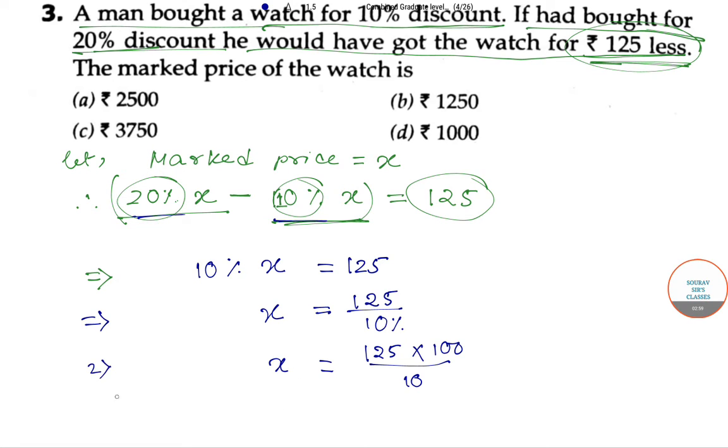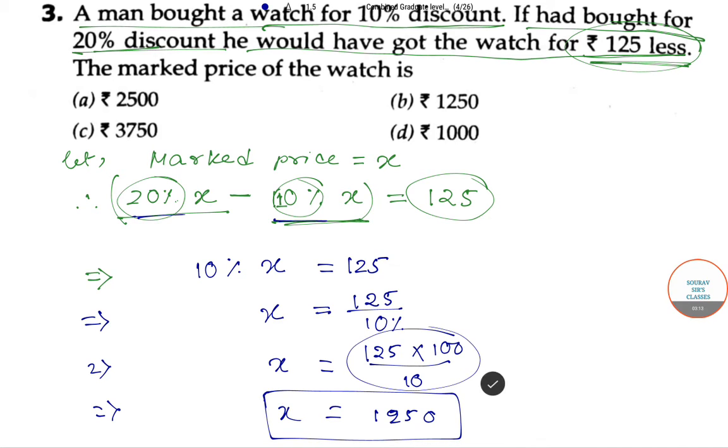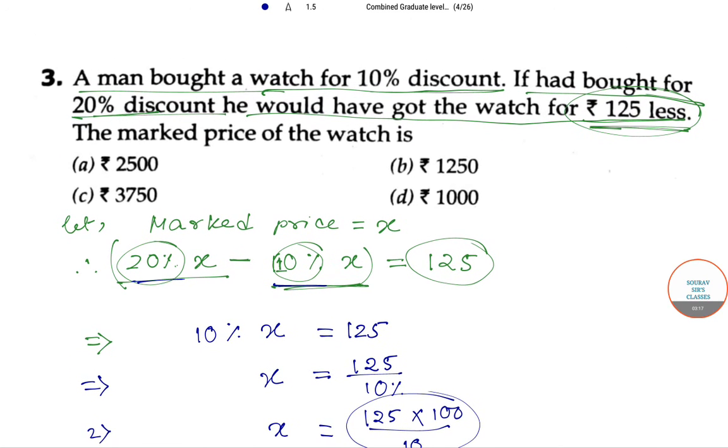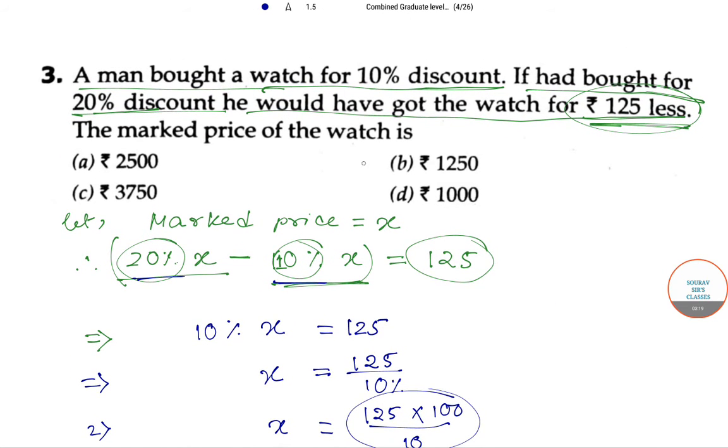Now X equals what? If we calculate it, we'll get 1250. That is the marked price of that watch, and we were asked to find this. So our answer will be option B, that is 1250. Now let's see what we have in our next question.